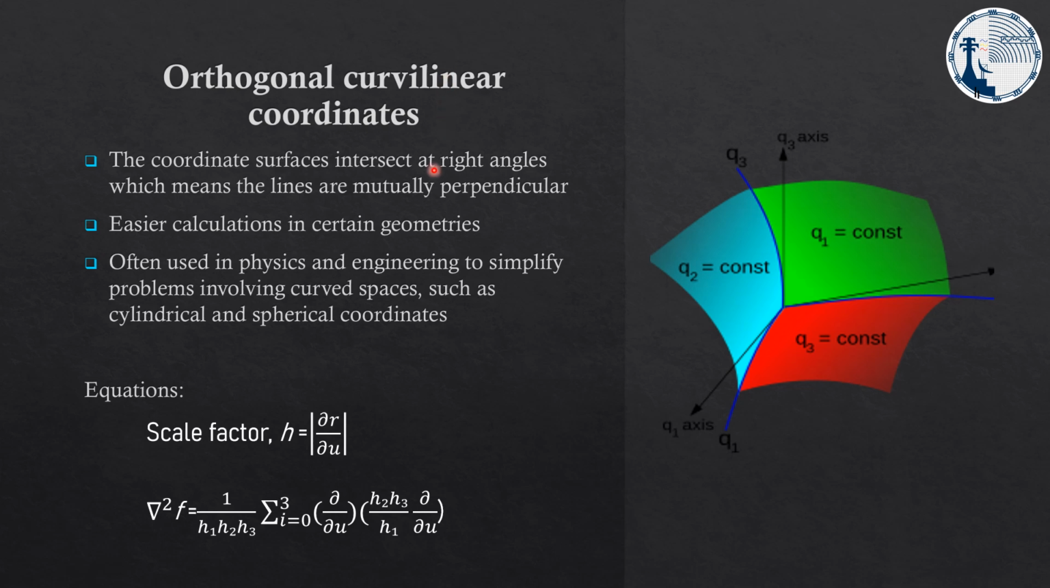Moving on to orthogonal curvilinear coordinates. Here the coordinate surfaces intersect at right angles, which means the lines are mutually perpendicular. It helps with calculations in certain geometries, such as it is often used in physics and engineering to simplify problems involving curved surfaces, such as cylindrical and spherical coordinates. We can use the equations below to calculate these types of problems.